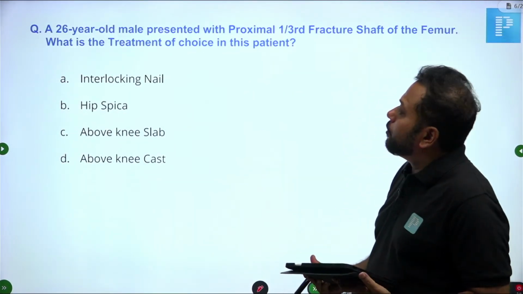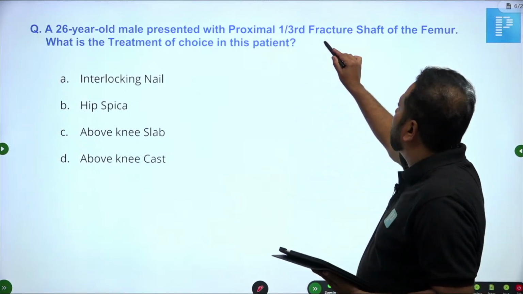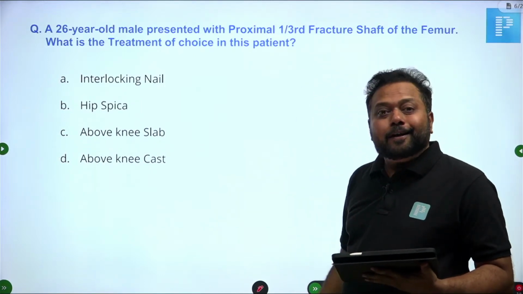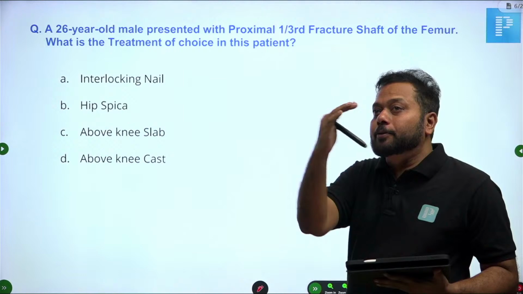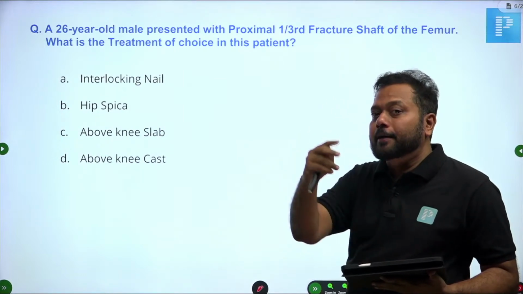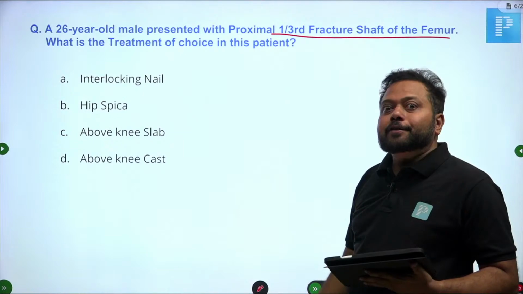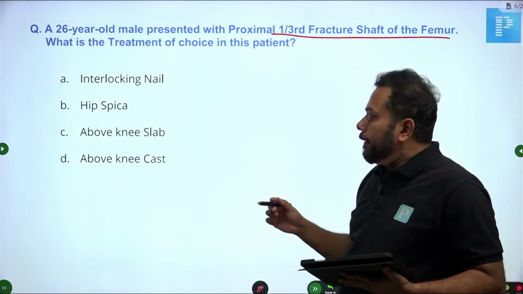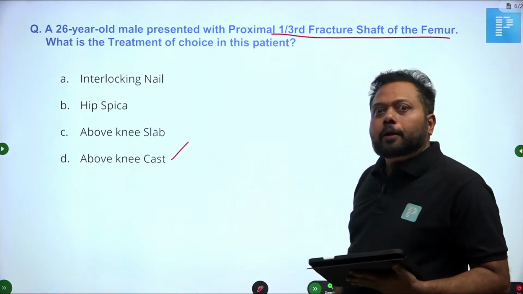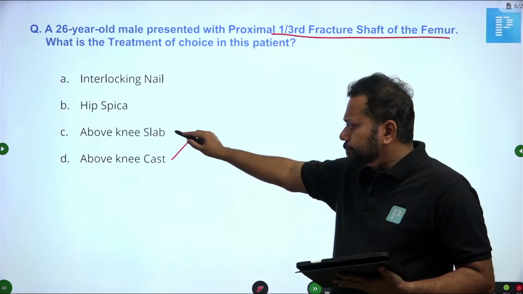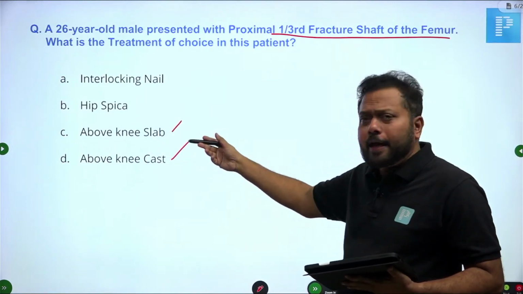A 26-year-old male presented with proximal 1/3 fracture shaft of femur. It is fracture shaft of femur. Proximal third, middle third, distal third, doesn't matter. It is shaft of femur fracture. What is the treatment of choice? Definitely you can't put an above knee POP cast. You can't put above knee POP slab, hip spica.